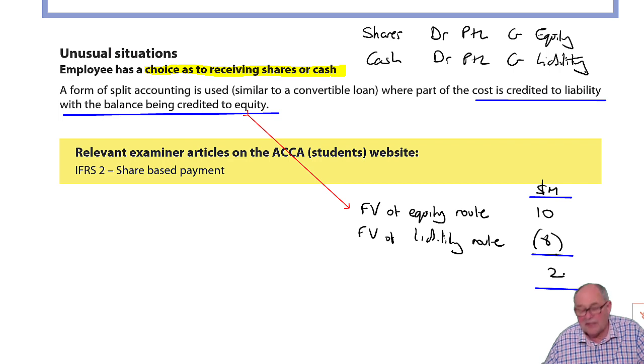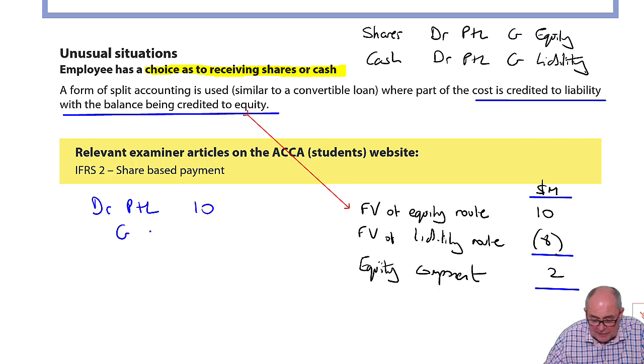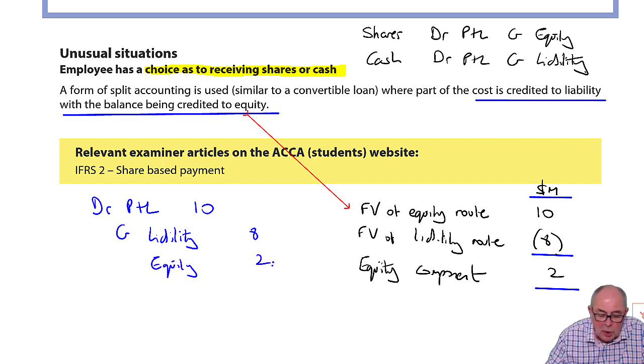then the bit that's seen as an equity component, or the bit that would be credited to equity, again, would be 2. So it's a very basic example, but using my numbers there, if that was the case and you were told those numbers and nothing else was happening, double entry would look like this. Debit P&L, 10. Credit liability, 8. Credit equity, 2.